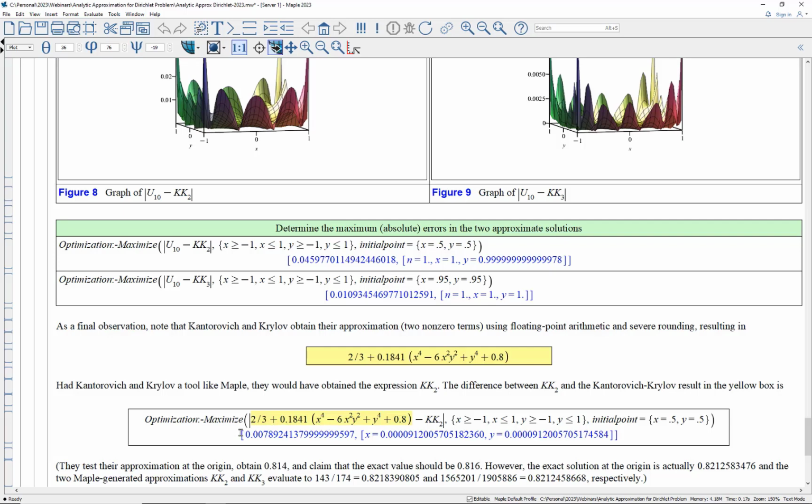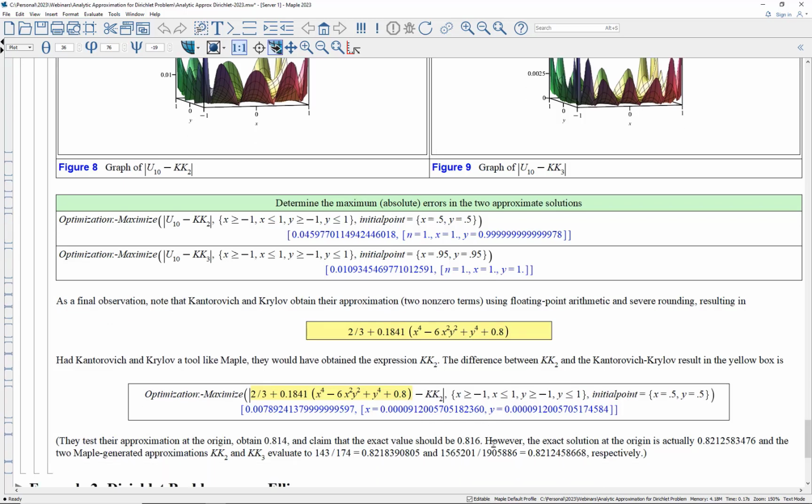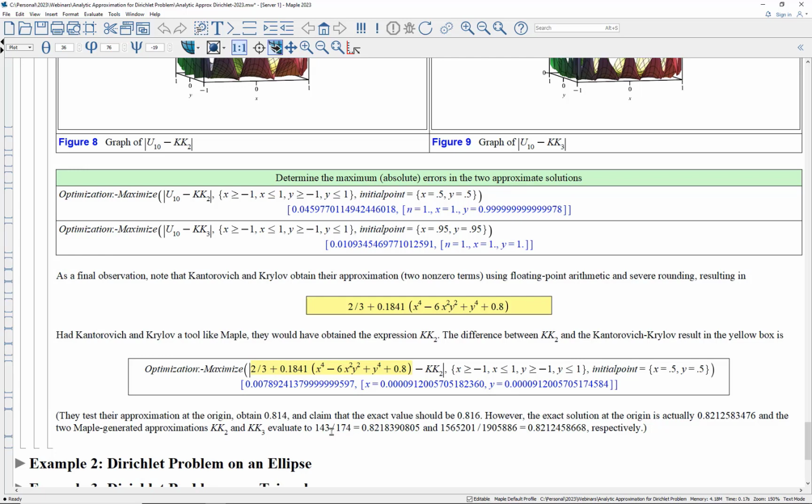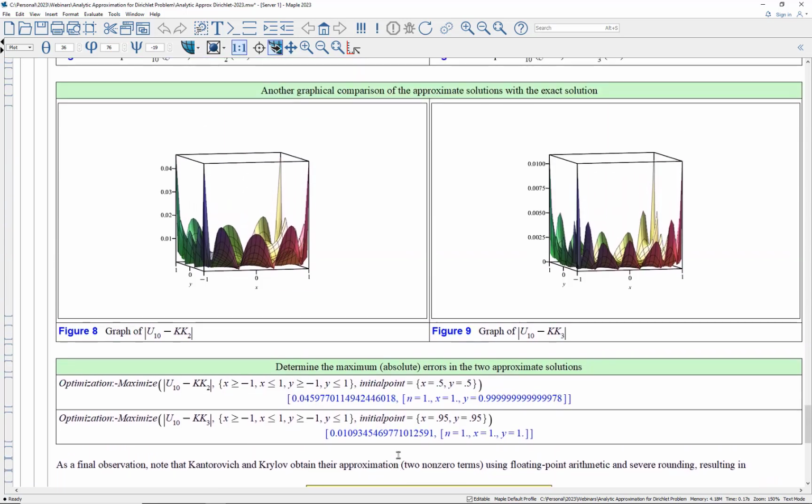Now, how big is the difference between the Kantorovich and Krylov version of this approximation and the one that we got in Maple? The difference is on the order of maybe 8/1000ths, and the biggest difference occurs somewhere near the origin. Now, Kantorovich and Krylov used their solution here to evaluate it at the origin and make some statements about accuracy. I think these figures and these computations do a better job assessing the validity of the approximations.